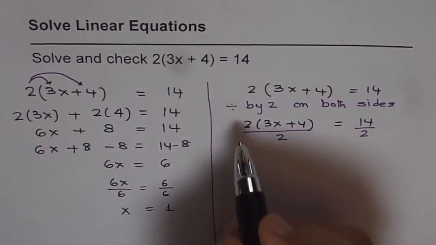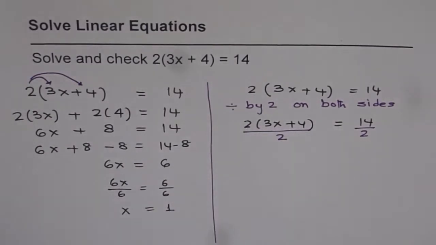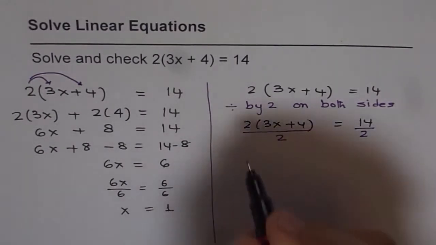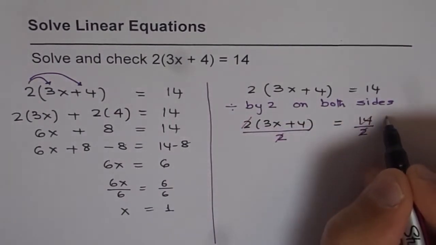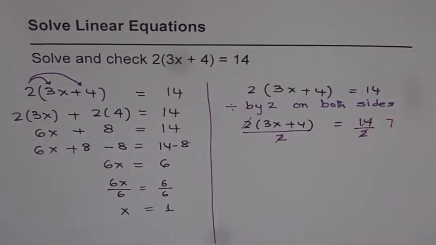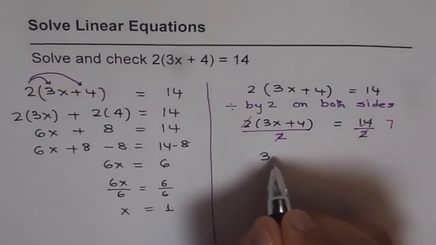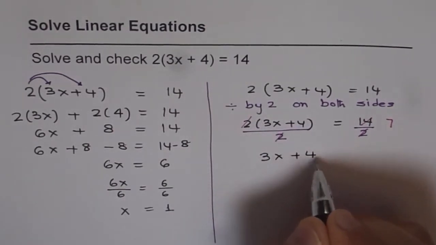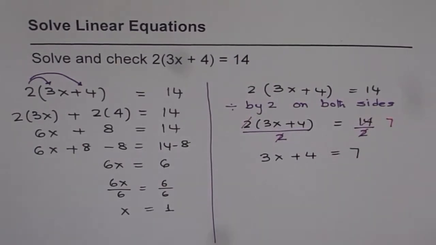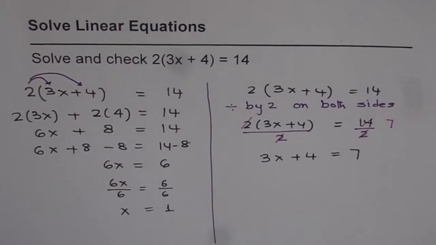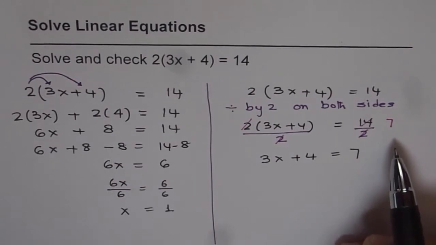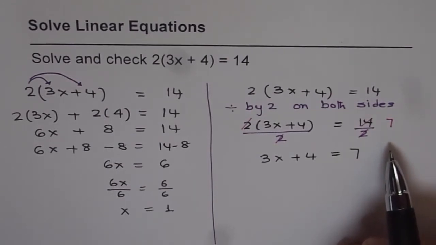Now when you do that, the 2 and 2 cancel out, and 14 divided by 2 simplifies to 7. So we can write this equation as 3x + 4 = 7. By doing so, we have avoided 3 steps. Second, we have avoided bigger numbers; we are dealing with smaller numbers. So it's a good idea to first divide and then solve.